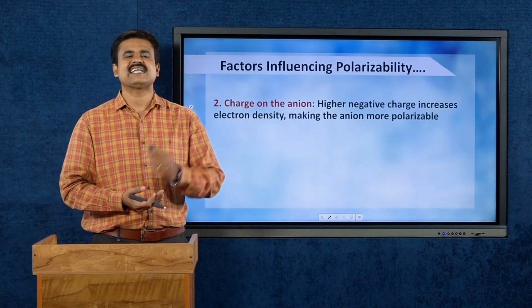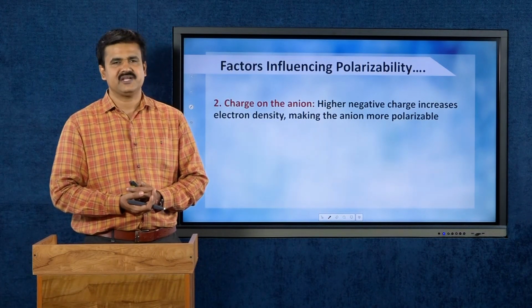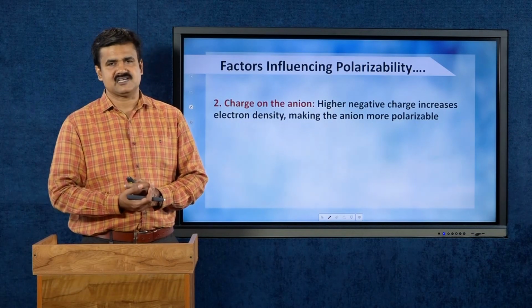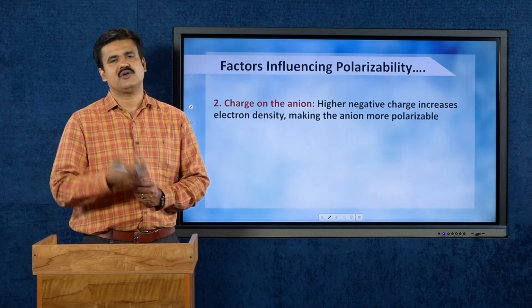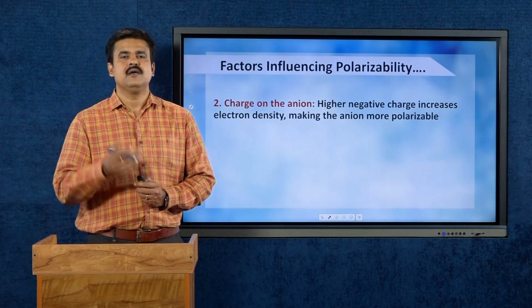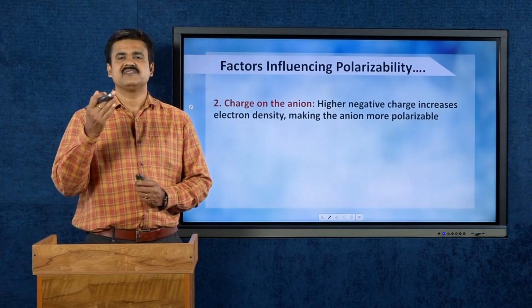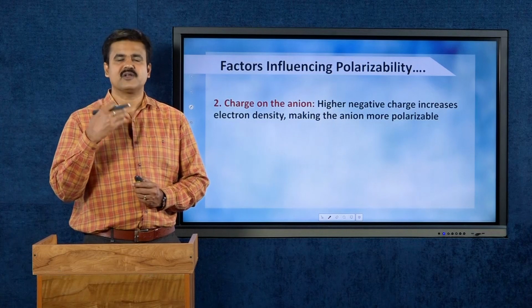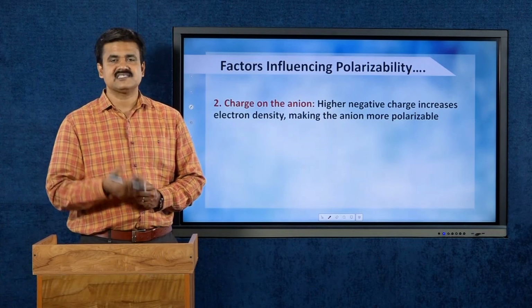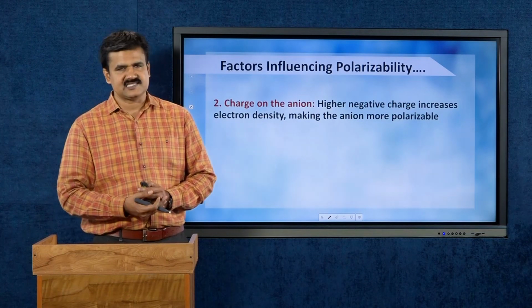So, the second factor that influences polarizability of the anion is charge on the anion. Higher the negative charge, there will be high polarizability. Higher negative charge increases electron density, making that anion more polarizable. So, if the charge is high, the rate of polarization of an anion is high, which implies that highly charged anions are associated with high polarizability.